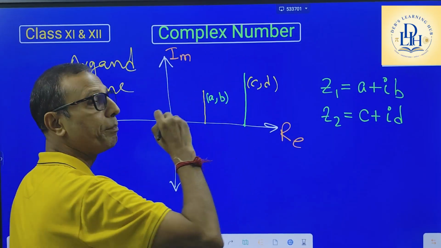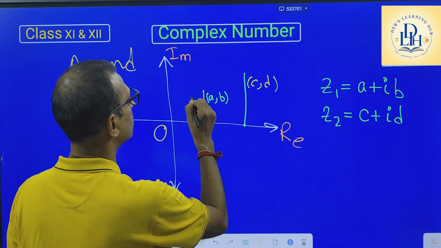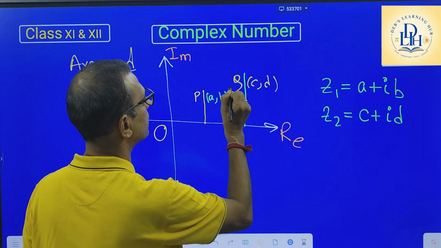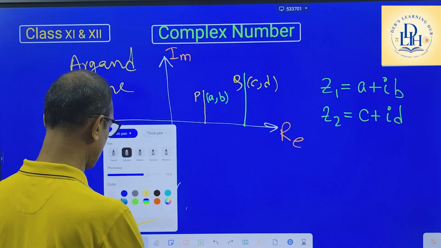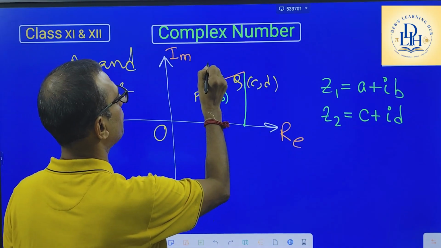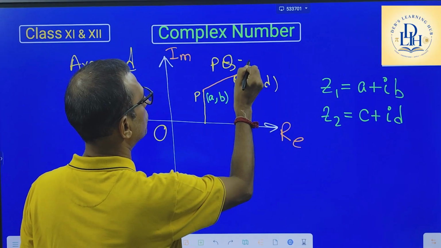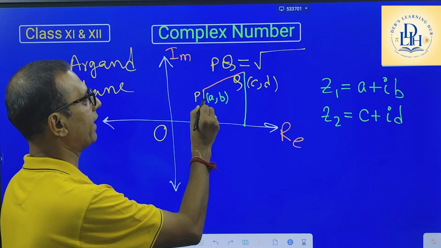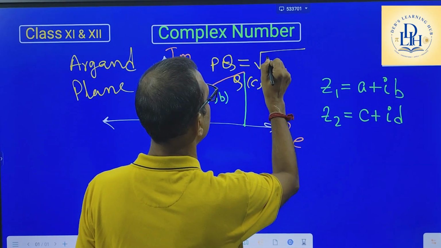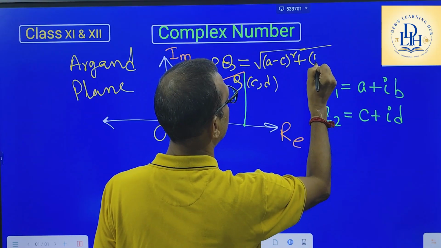Now, based on your previous knowledge of coordinate geometry, this point is z1. Let's say this point is represented as P and this point as Q. What is the distance between these two points as per your coordinate geometry formula? PQ equals root over (x2 minus x1) whole square plus (y2 minus y1) whole square. That means (a minus c) whole square plus (b minus d) whole square.